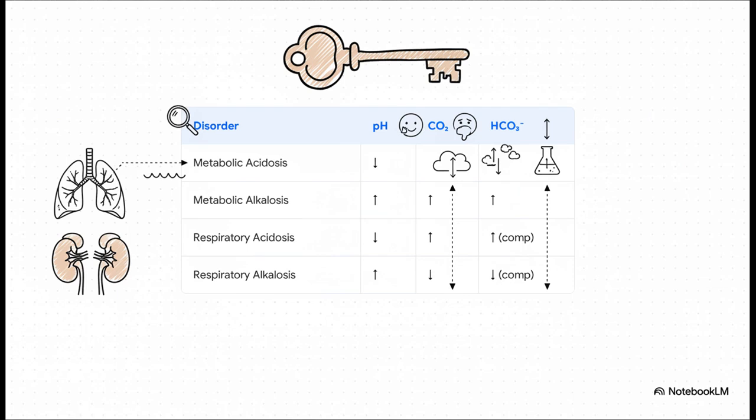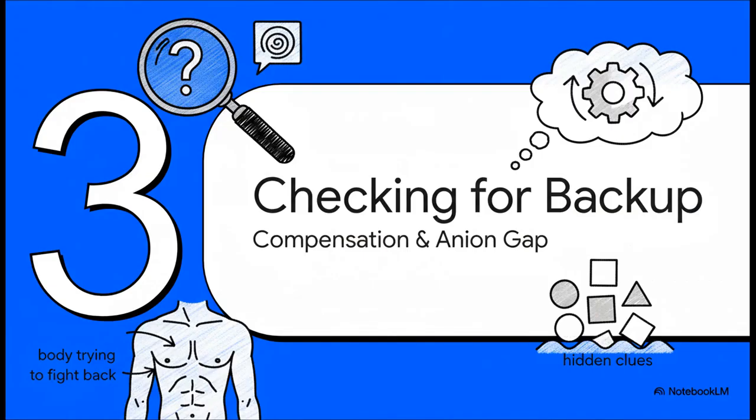Let's say your pH is low, so you know you have an acidosis. Now you look across at our suspects. Is it because the CO2 is high? Yep. Then you've solved it. It's a respiratory acidosis. You just match the pH with the suspect that's out of line. But a good detective never stops at the primary cause, right?